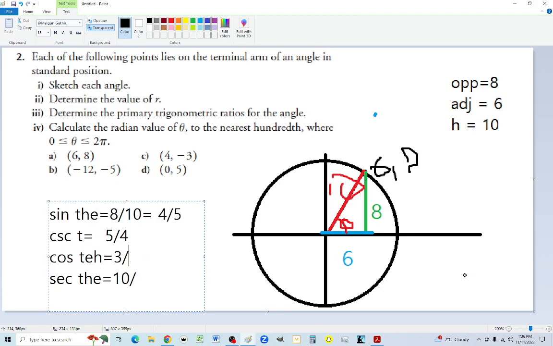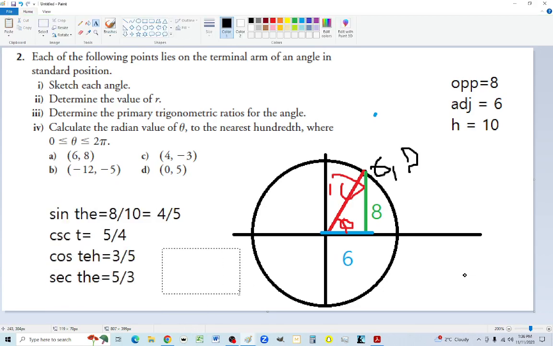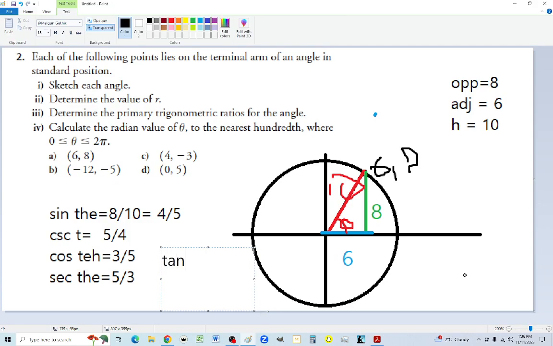Oh, sorry, that should be 5 over 3. Moving on, the tangent is opposite over adjacent, which is 8 over 6. That's 4 over 3, which means the cotangent of theta is 3 over 4. Those are all your values for all 6 primary trigonometric functions.